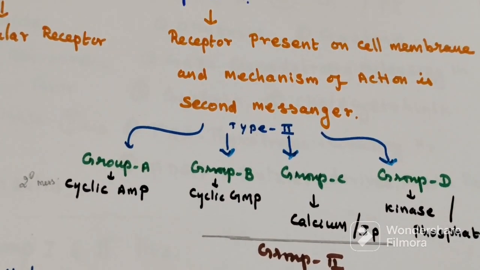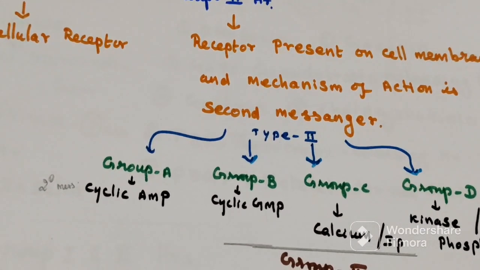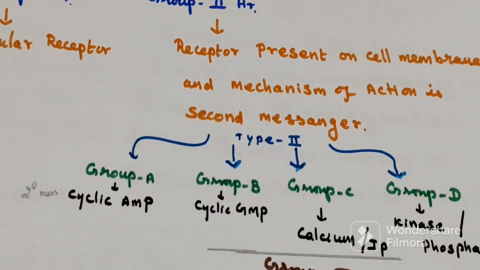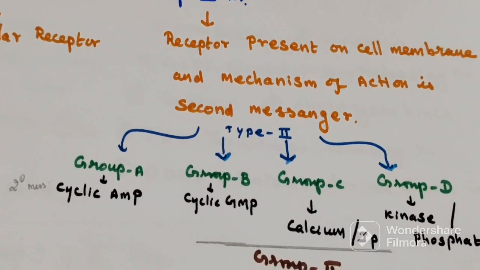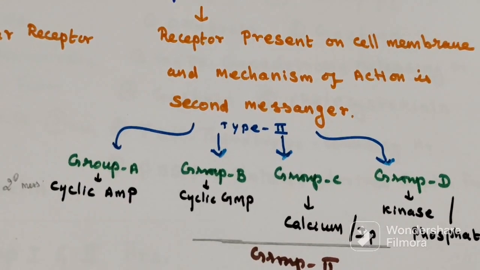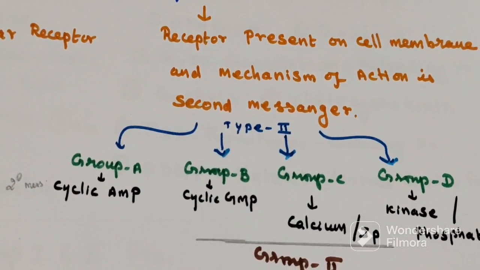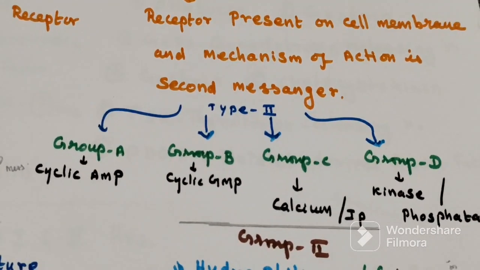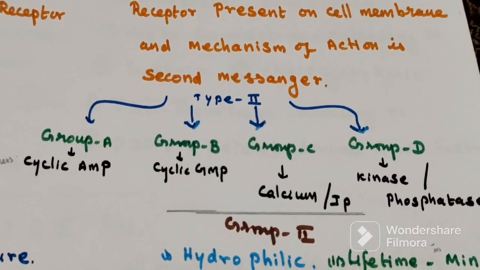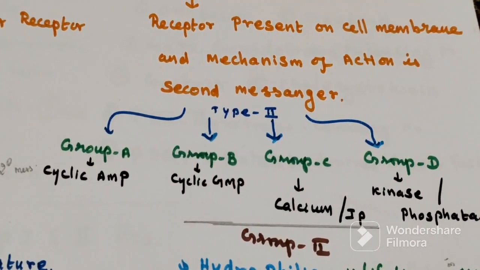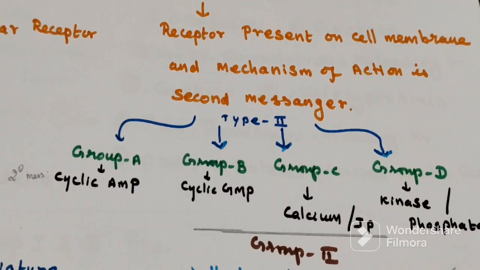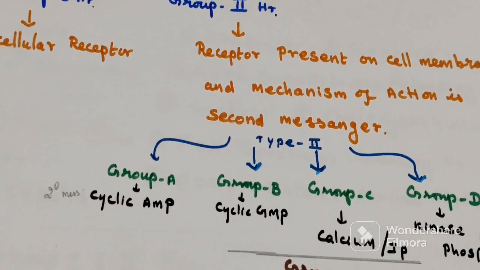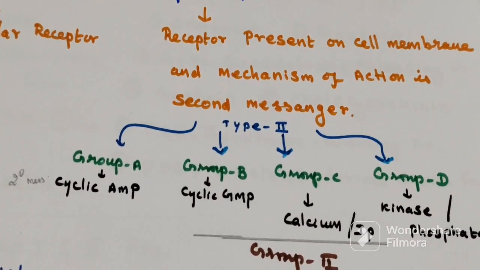Group A: cyclic adenosine monophosphate is the secondary messenger. Group B: cyclic GMP is the secondary messenger. Group C: calcium or inositol phosphatidyl. In group D: kinase or phosphatase. These hormones acting through a secondary messenger belong to group 2. So group 2 hormones are further divided into 4 groups: A, B, C and D.